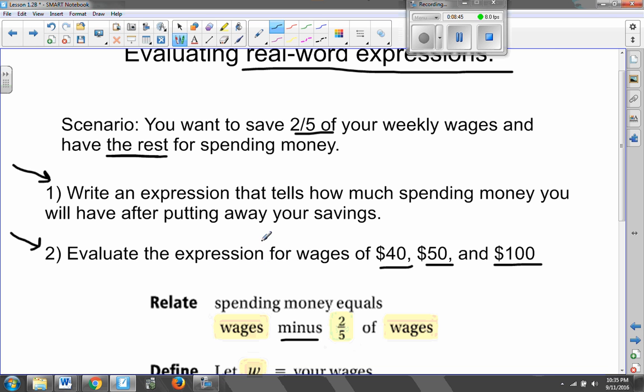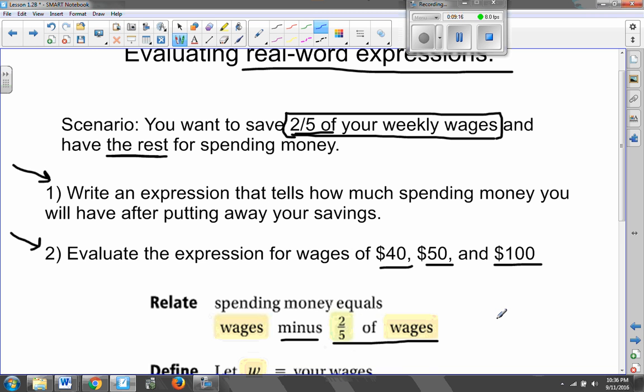And we want to minus off this 2/5 of our wages piece. So it's going to be minusing this 2/5 because that's what we want to put away. That's the money we don't want to spend. So we take our wages and we put that stuff away, take that away, and whatever we have left is going to be our spending money. So that's why we see it's minusing this 2/5 of our wages when we start relating this to math expressions and things.